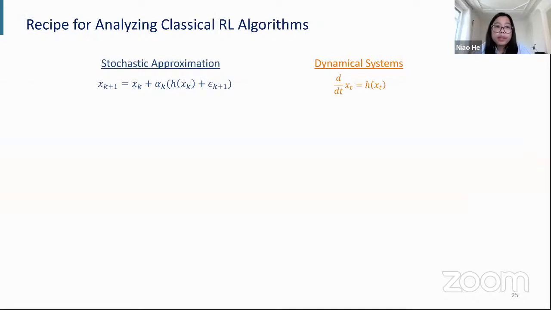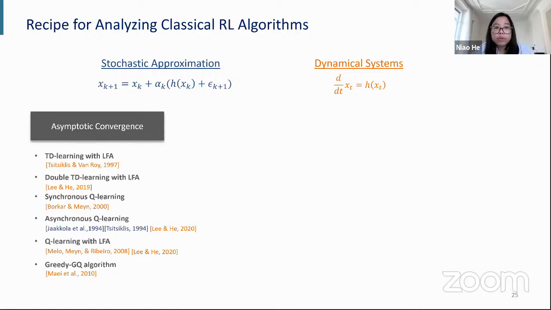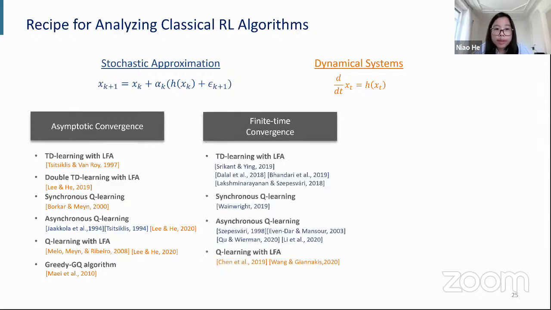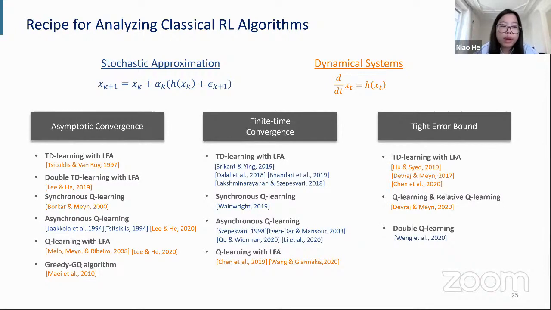There are indeed many proofs and analyses for these classical reinforcement learning algorithms. And I think a common recipe here is either to resort to stochastic approximation or to the continuous time dynamic systems of the underlying ODEs. You can use all of these to derive the asymptotic convergence or finite time convergence, or even derive very tight error bounds on the convergence. Here I just listed a couple of references. They are by no means exhaustive, right?